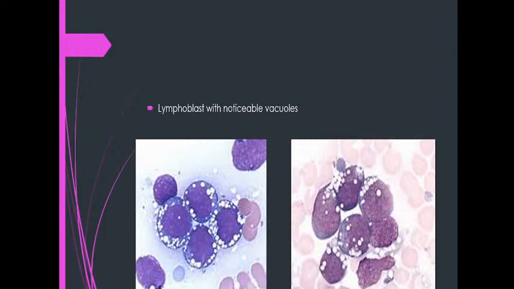Look at the cells first. Look closely at the cells. Okay? Now, when you look at the cell, look at the cytoplasm. Look at the color of the cytoplasm. Is it blue? Is it pink? Remember, from our previous lectures, what? The younger the cell, the more blue the cytoplasm is, right?